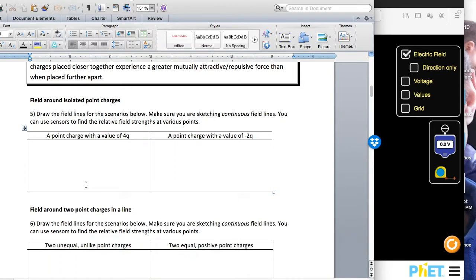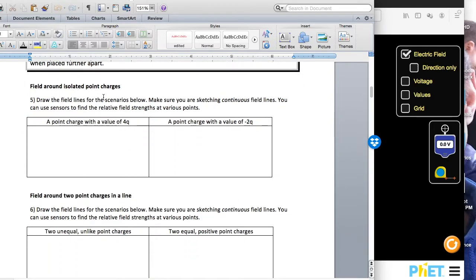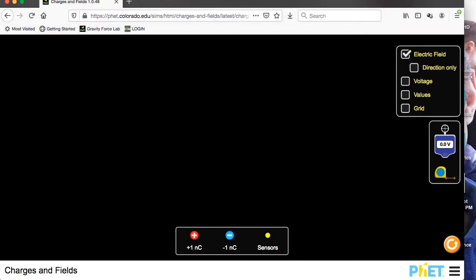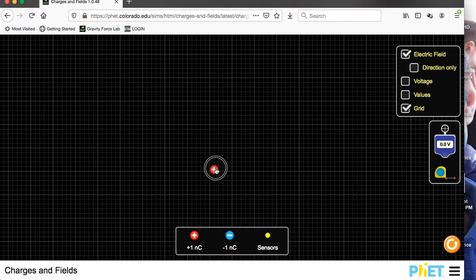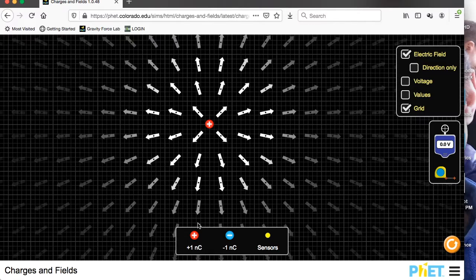Okay, now, fields around an isolated point charge. We want a point charge with a value of 4Q. All right, so let's put the grid up there so we know where we're putting them. And there's a charge due to 1Q. If I was drawing this, I would draw field lines emanating out. And the closer together the field lines are, the stronger the field.